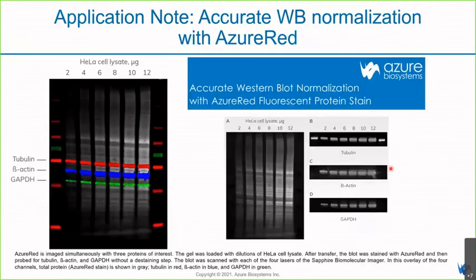Next is an application note available on our website. We're showing you how you can achieve accurate Western blot normalization with AzureRed in terms of total protein stains. We have stained with tubulin, GAPDH, and beta actin in the fluorescence channels, and also total protein stains.